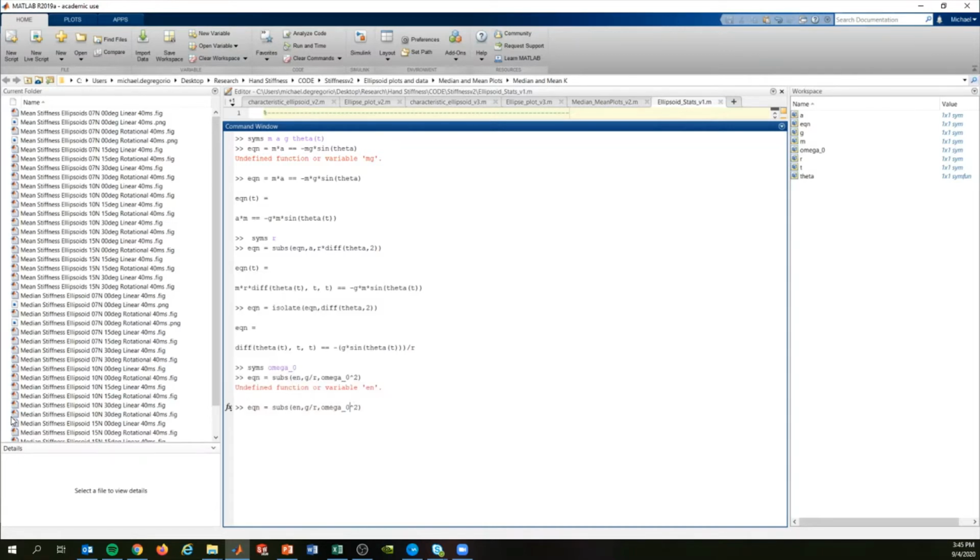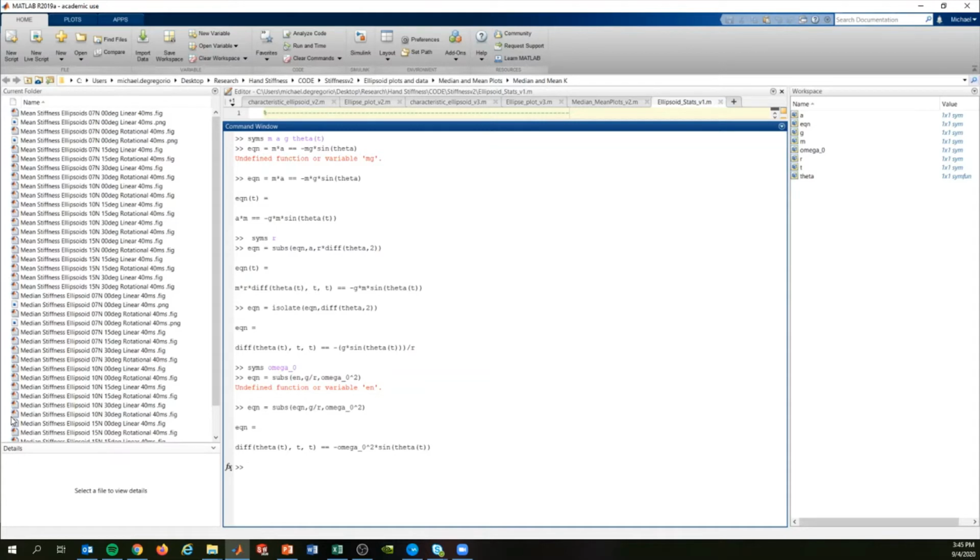Had an extra N in there, huh? It should be EQN, right? Because that's the function that we're pulling from. So again, we're just taking the substitution. We've defined omega naught squared, and omega naught squared is going to be replaced by g over r. That's what this is doing. And so there we go.